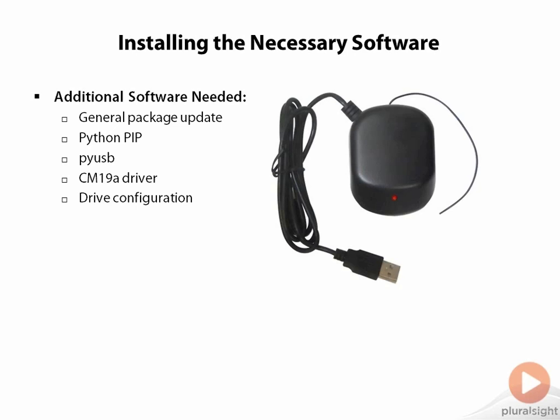So what's going to be needed in order to do that is a general package update of the software, and then installing the Python package manager and turning around and using that to install something called PyUSB, which is going to allow the CM19A driver of the device pictured here to make use of the USB port on the Raspberry Pi. And finally, once the CM19A driver is installed, it'll be time to configure that driver and make it play nicely with the rest of the operating system.